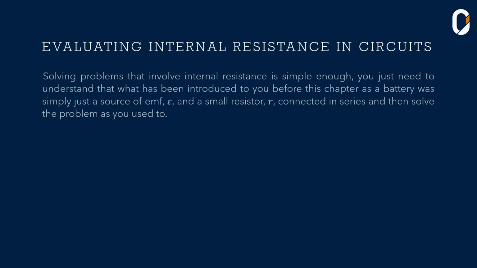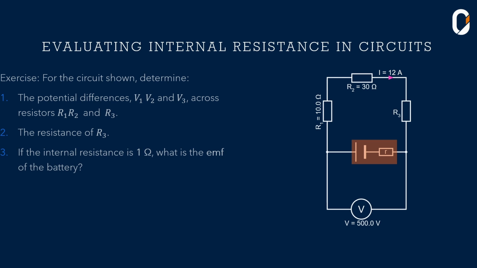Now let's move on to evaluating internal resistance in a circuit. Solving problems that involve internal resistance is simple enough. You just need to understand that what has been introduced to you before this chapter as a battery was simply a source of EMF and a small resistor connected in series, and then solve the problem as you used to. Let's take a look at the following exercise to try and explain that concept a little bit better.